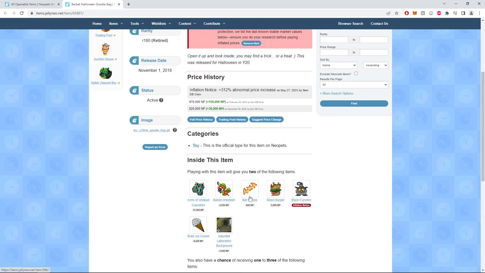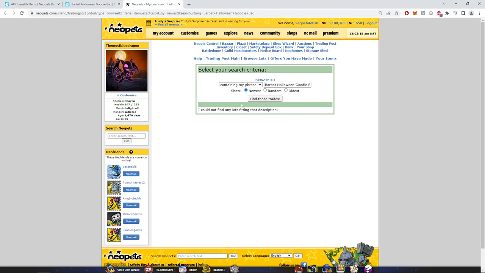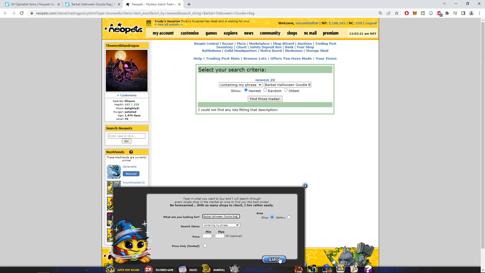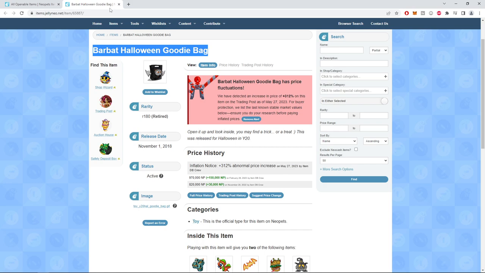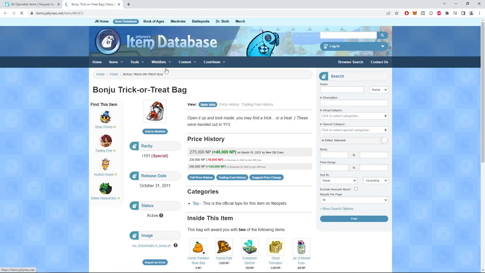If you want to go down that train, you can, but just see, right now it says that it's 900K. You couldn't find one. Let's see if we can find one on just the shop wizard, because my guess is probably no. So it's over 1 million, so this doesn't even qualify for this video, but living our best life. All right. Bonju Trick or Treat Bag.